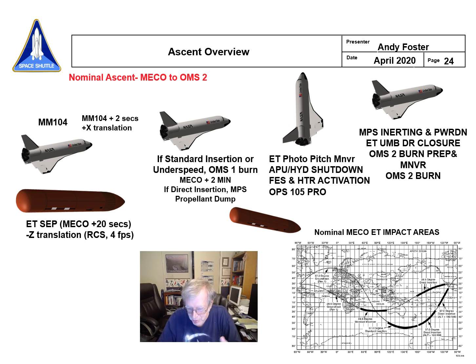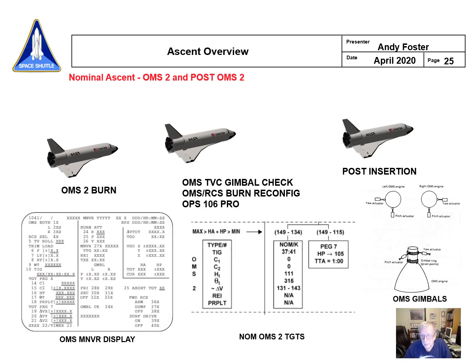And again, I showed you these ET impact area charts. You can see where the tank would come down. And so here we are with our OMS 2 burn.